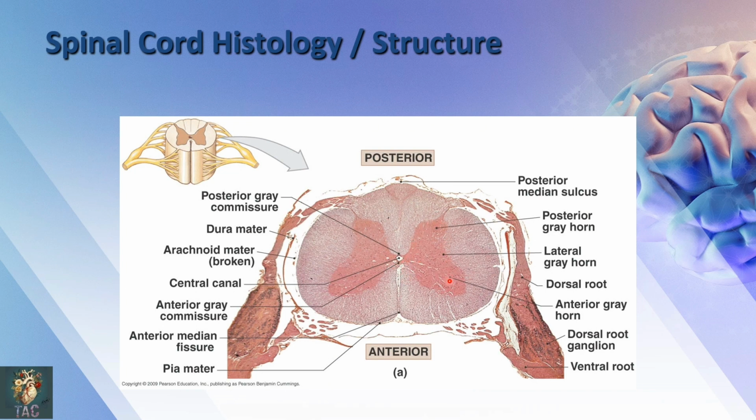This butterfly shaped area is the gray matter which has the dorsal and the ventral horns, and this is the white matter which is the anterior white matter, the lateral white matter, and the posterior white matter. Here you can see the dorsal roots which are connecting to the dorsal horn of the spinal cord, and these are the ventral roots.